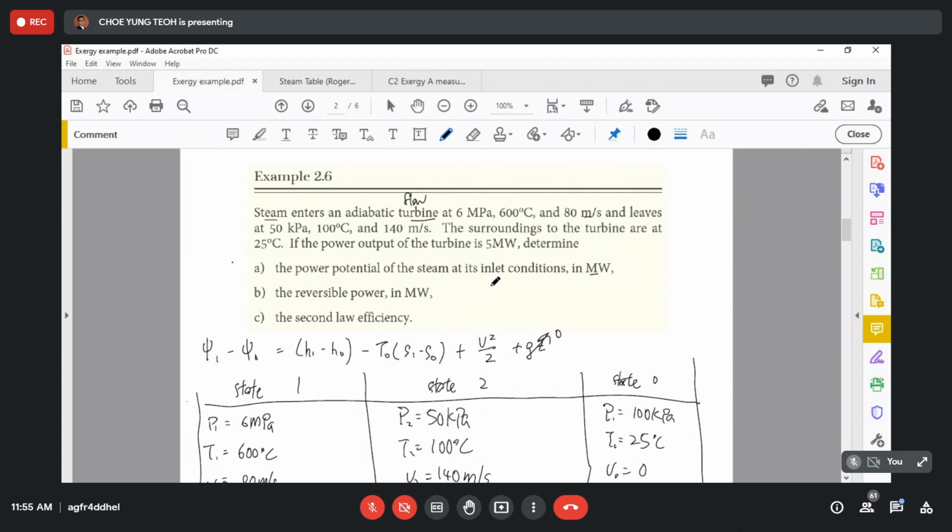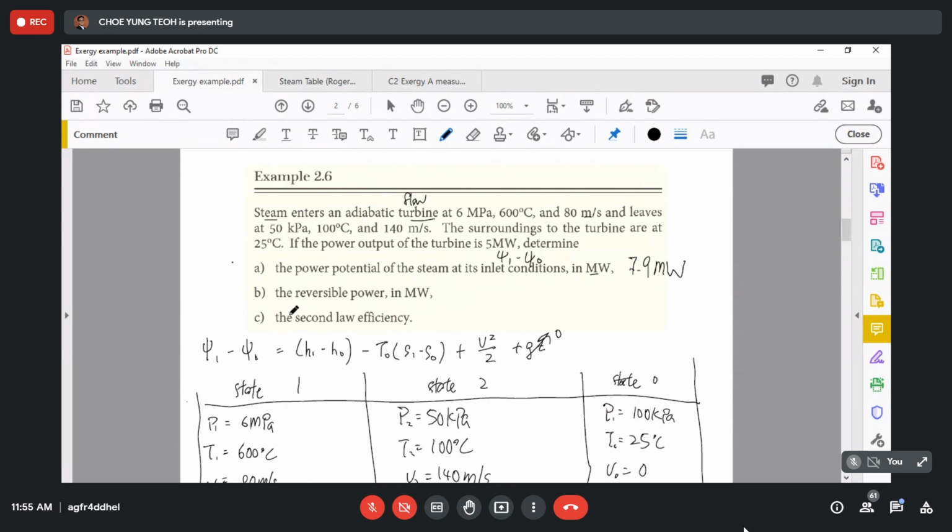Okay. Second. So first we get 7.9 megawatt. Second, reversible output. So first and second, what's the difference? You can see that the first one asks for the potential of the steam at the inlet. So this one we don't care where the outlet is, or what the final state is. So it means that we take phi 1 minus phi 0.